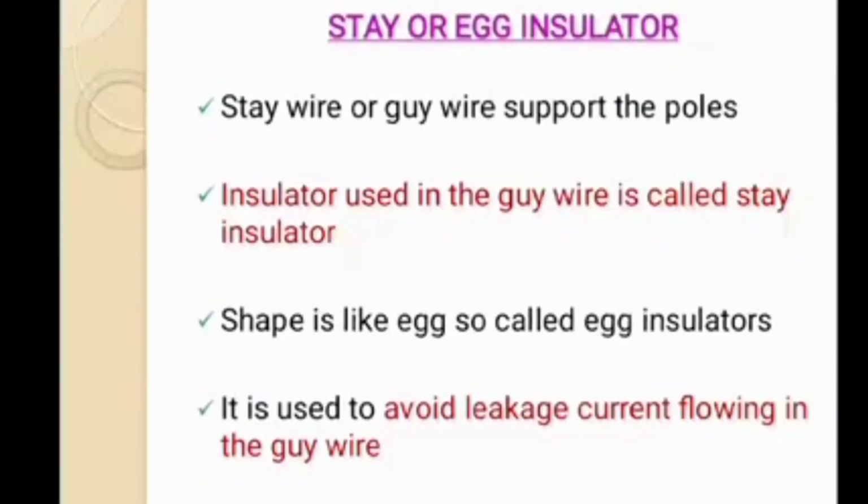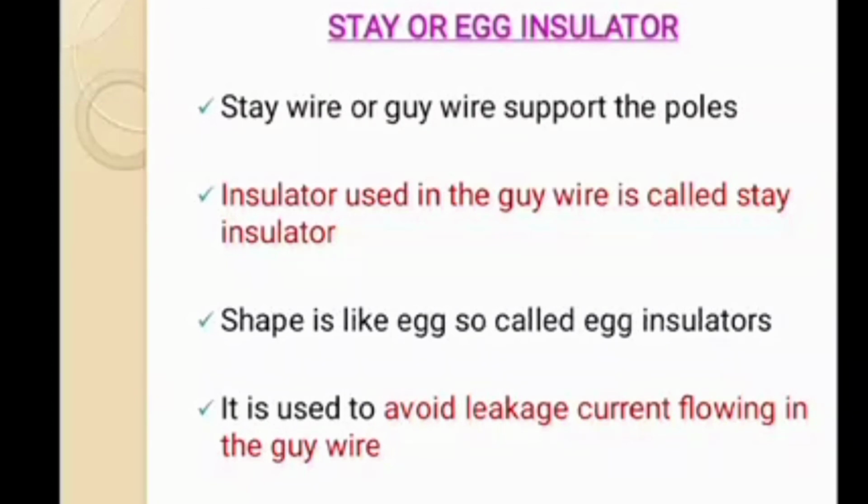And last one, stay or egg type insulators. Stay or egg type insulators are placed between supports and the support line. The support line is also called a guy wire. In some cases, there will be leakage current in the supports that will pass through the support wires. If someone is touching a support wire, they should not feel the shock. That's why the support wire will have some insulator. Such type of insulator is called a stay insulator.